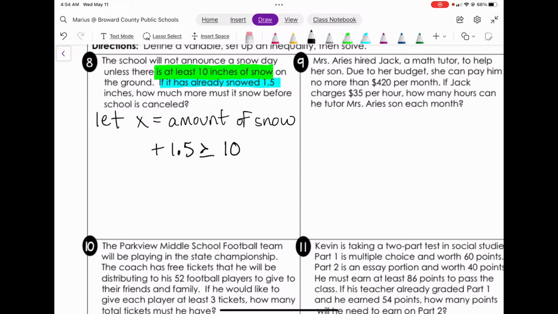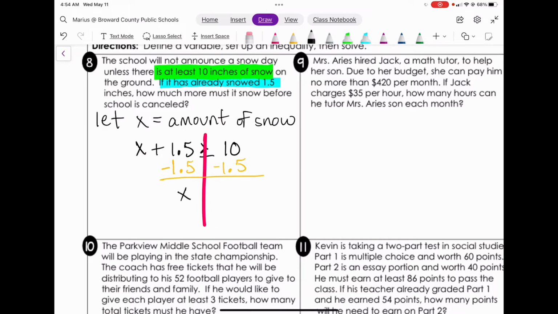And now the next part, it says how much more snow. So we said x is the amount of snow that it must be. So if it says how much more, we're going to be adding. How much more will we add to that to make it 10 inches or more than 10 inches? And now we can go ahead and solve this inequality. Okay. So to solve it, we would just start off by subtracting 1.5 from both sides.